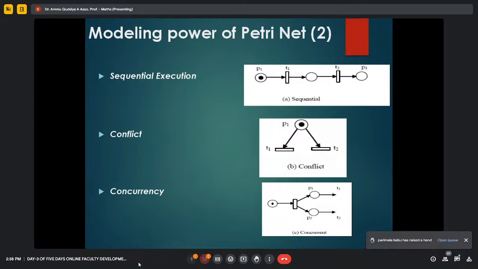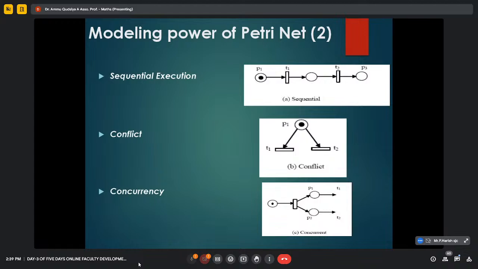Conflict can be modeled. So what is conflict? If you have a single scanner in your office, but you have too many things to scan, there comes a conflict. Which one has to be scanned first, and on what basis can it be scanned? So there is only one scanner, but two jobs have to be done. That sort of conflict situation also can be modeled. That is what I have done. I have shown a Petrinet model. There is a place with a token, but you have only one token, so only one transition can fire. Either T1 can fire or T2 can fire. So there is a conflict over there.